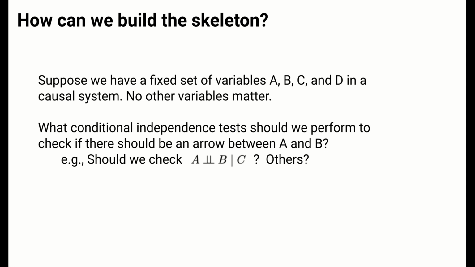How might we determine the skeleton of a causal graph? Suppose we're in a situation where only variables A, B, C, and D matter. What conditional independence tests should we perform to check if A and B, for example, are directly connected by an arrow? Pause the video to think about your answer before continuing.